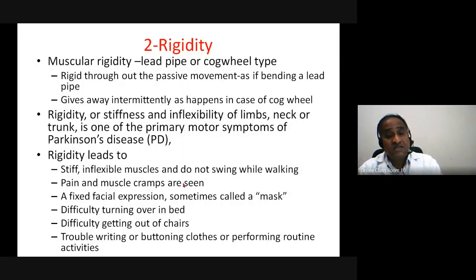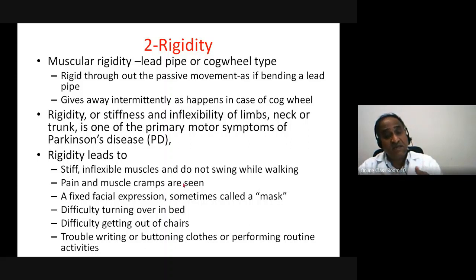Now, the patient complains that he cannot turn to the other side when sleeping in the bed. That means a difficulty in turning over in the bed. Because the muscles are rigid, he cannot start to move from one point to another, because he's almost rigid. Similarly, because of the rigidity, he will have trouble doing any action.